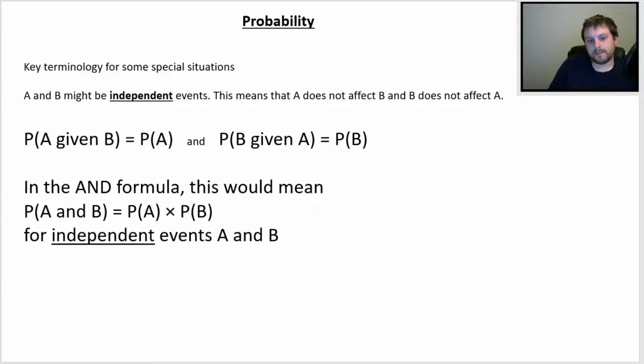So yeah, you've got this for independent events. It's something to do with AND, okay? So really key is, mutually exclusive and exhaustive, that's all to do with OR. That's all to do with the union in the Venn diagram. Independent is all to do with AND. And basically it's a massive simplification of the AND formula.